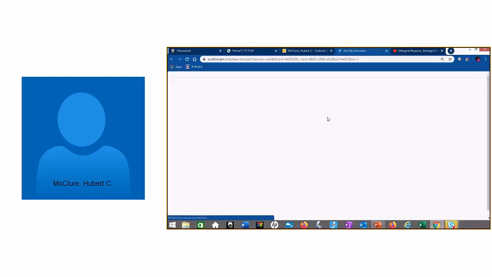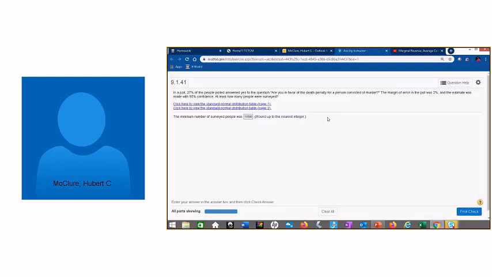9.141/10. Hopefully it'll be a short one instead of A through Z. In a poll, 37% of the people polled said yes to the question, are you in favor of the death penalty of a person convicted of murder? The margin of error was 2%. And the estimate, how many people were surveyed?